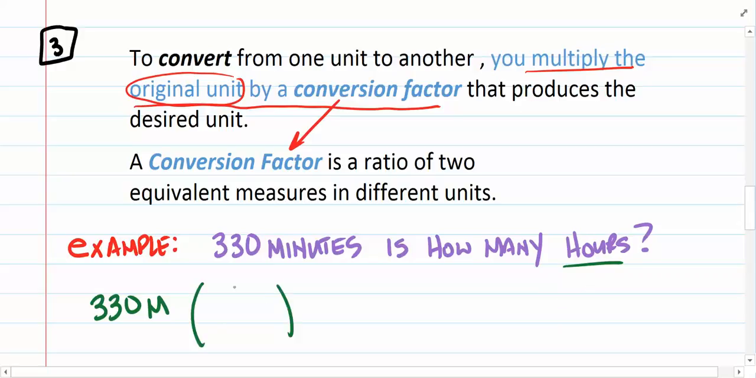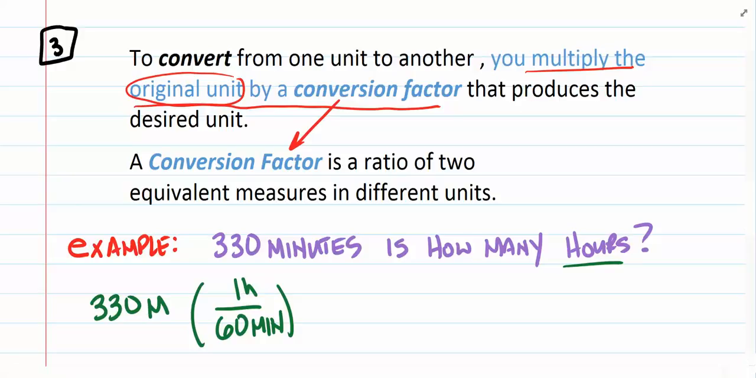We know that 1 hour is worth 60 minutes. This is our conversion factor. It is a ratio of two equivalent measures for different units, right? So an hour is worth 60 minutes. They're equivalent, right? But they have different units. One's hours, one's minutes. That's what makes it a conversion factor.